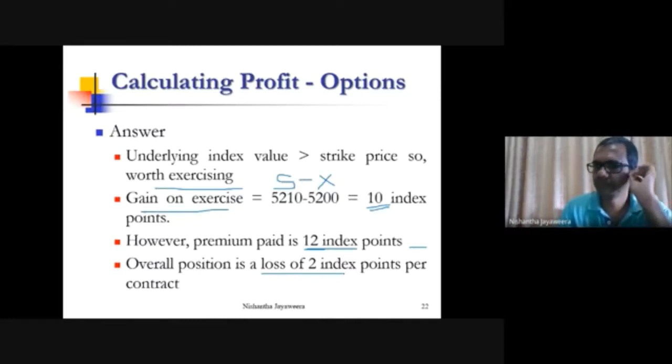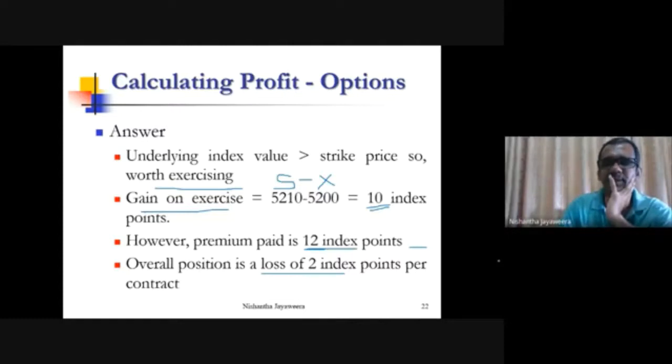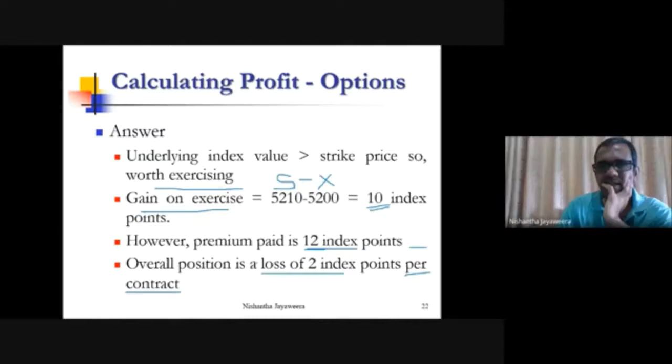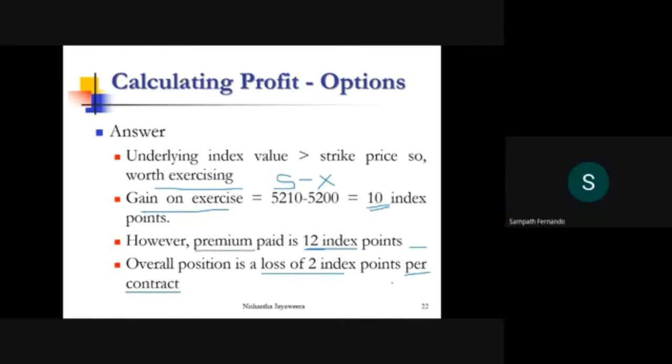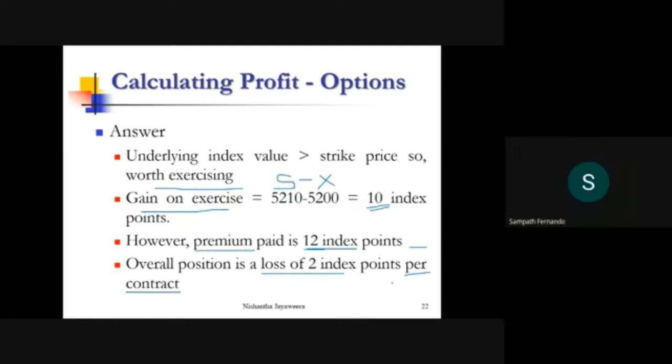Clear? So he has bought 3. Yes, that's why it says per contract. Does the buyer have to pay 12 for a contract, or is it the whole total? Yes, this is the premium per contract. Per contract he has to pay 12.